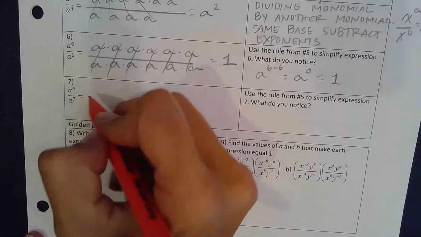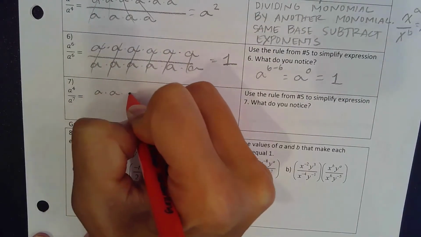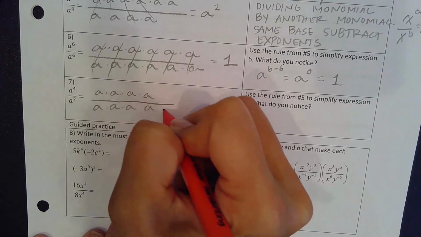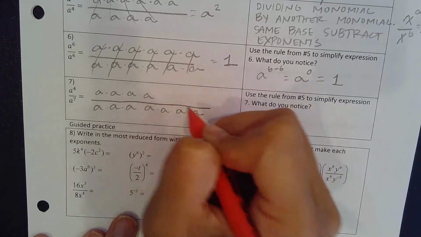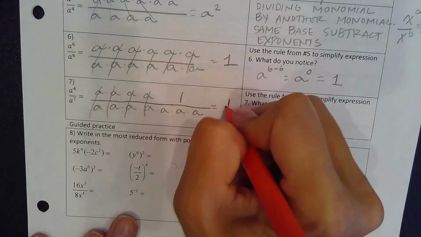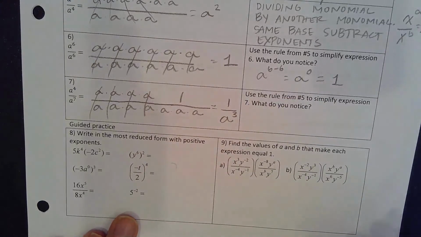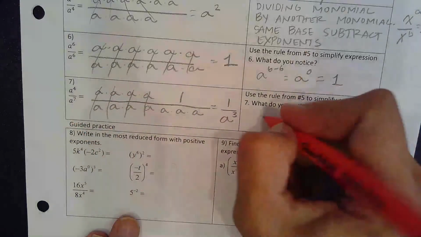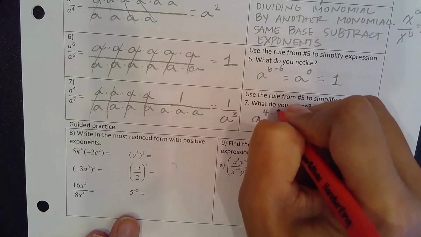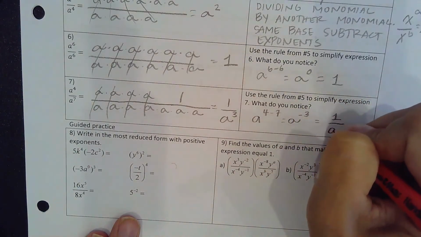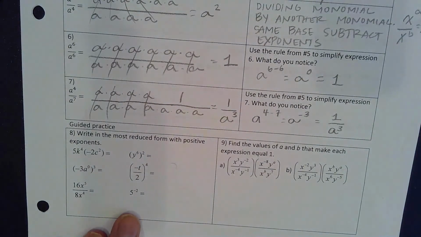Okay, so what about here? We've got a to the 4th, a times a times a times a over 1, 2, 3, 4, 5, 6, 7 a's. So what happens here? I'm going to be left with a 1 in the numerator and 3 a's in the denominator, right? But I can use my rule 5 to simplify. A to the 4th over a to the 7th, so that means 4 minus 7. So it's going to be a to the negative 3. Any negative exponent can move to the opposite side of where it is and become positive.